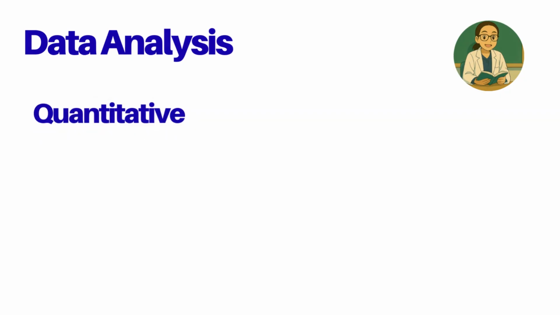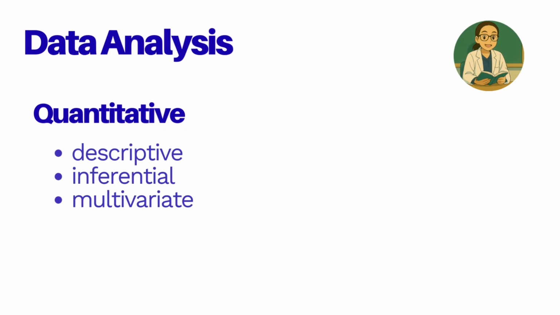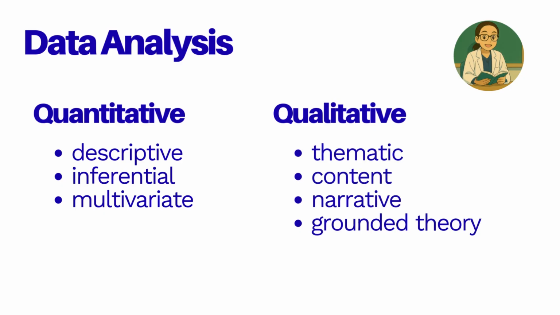Quantitative analysis uses statistical techniques such as descriptive statistics, inferential tests like t-tests, chi-square, ANOVA, and regression. Qualitative analysis involves coding, categorizing, and identifying themes or patterns. The rigor of analysis determines the strength and validity of your results.